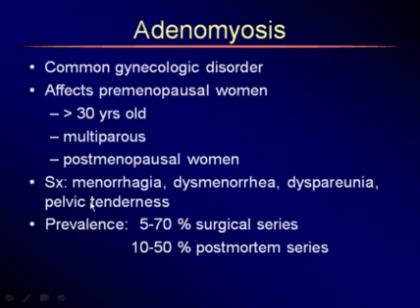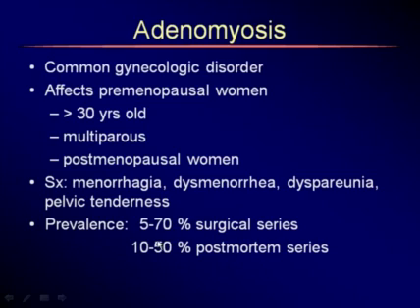And the symptoms are variable, which include menorrhagia, dysmenorrhea, dyspareunia, pelvic tenderness, sometimes extremely serious to the point of being debilitating, that during the menstrual cycle the woman is incapacitated for a couple of days and almost can't work. So it is a serious condition for some, and the prevalence varies. You can find different series. Look at this range. They range on surgical series from 5 to 70%, post-mortem series 10 to 50%.